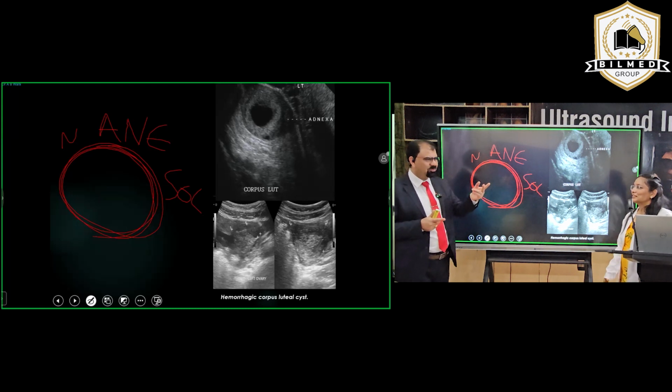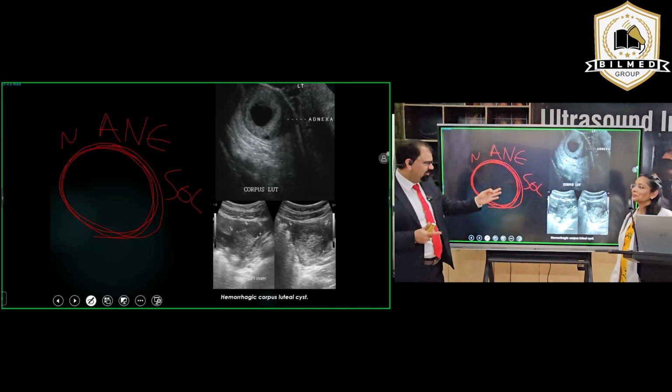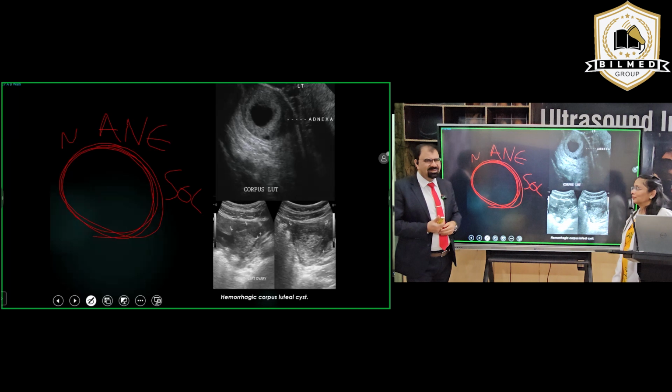If you are on day 4, the luteal phase, if you are on day 4, day 5, then this cannot be a dermoid cyst. Now, that is the point. You have to play with your neurons. The machine will not work for you. You have to make your machine work for you. Okay. This is the point.